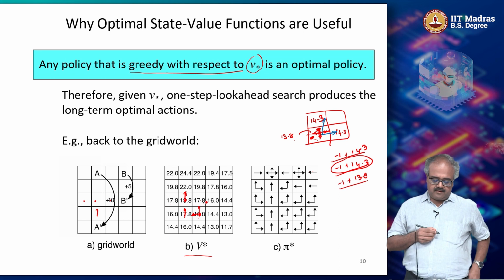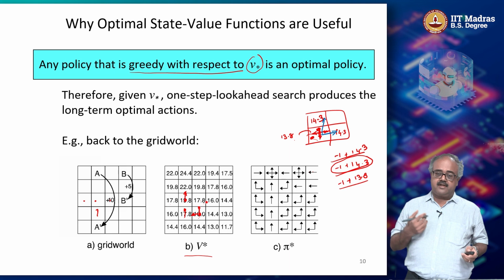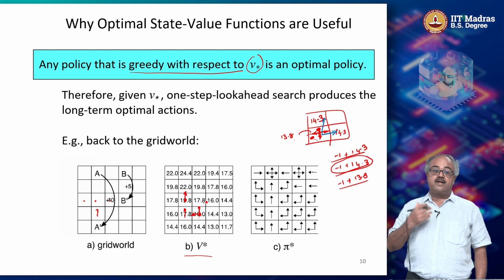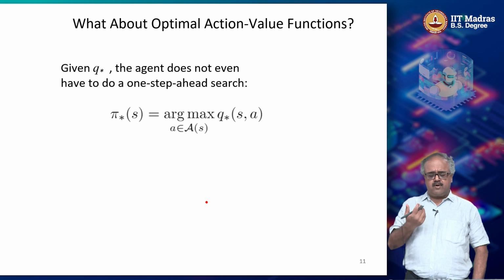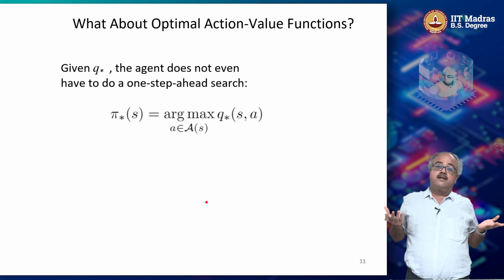This becomes clearer as you actually work out an example that you would do in the tutorial later. So that's basically why you need to find V star. Once you find V star, you can write an optimal policy pi star. So, what about Q star? Q star is even better.